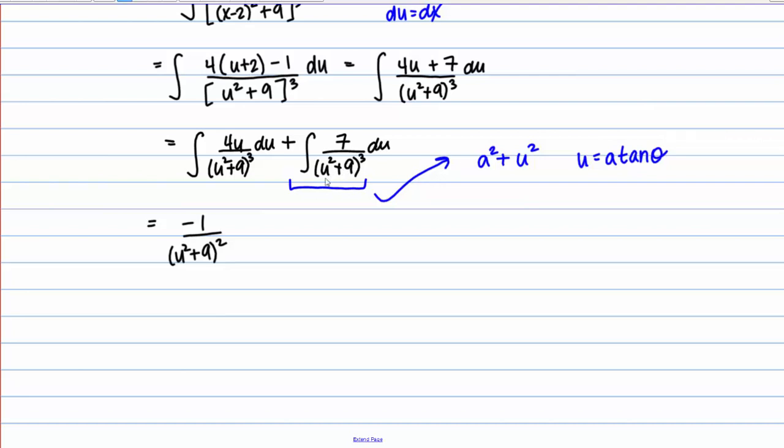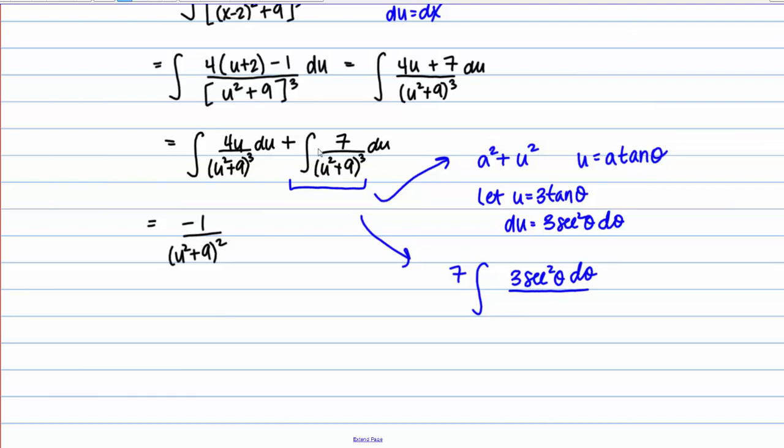Okay, so then let's make a substitution. So in my case, because my a is 3, right, 9 is 3 squared, I can say let u equal 3 tangent of theta. So then in that case, du is going to be 3 secant squared of theta d theta. So our integral is going to become the following. I'm going to pull the 7 out front for a while. Okay, we said our du was 3 secant squared of theta d theta.